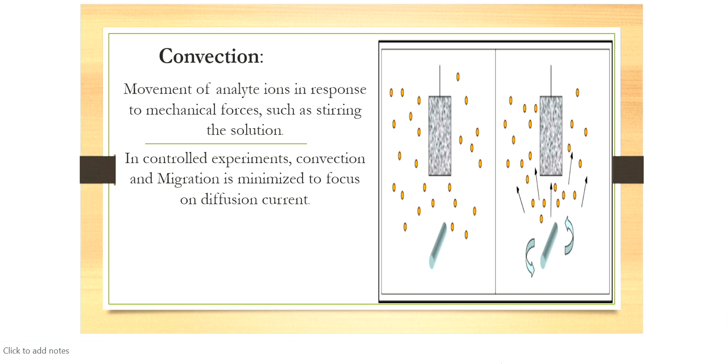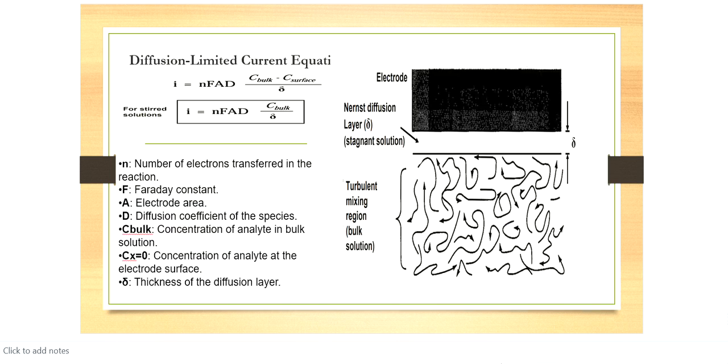The expression for calculating the diffusion current is: I is equal to NFAD (C bulk minus C surface) by delta. Here N is the number of electrons transferred in the reaction, F is the Faraday constant, A is the electrode area, D is the diffusion coefficient of the species, C bulk is the bulk concentration of the solution, and C surface is the concentration of analyte at the electrode surface, and delta is the thickness of the diffusion layer. So in this way, we are calculating the diffusion current across the electrodes under the applied voltage.